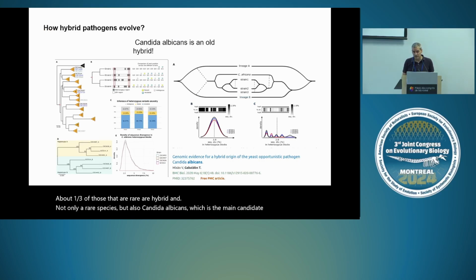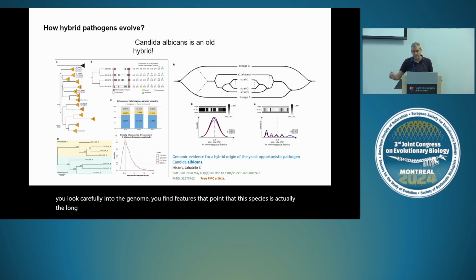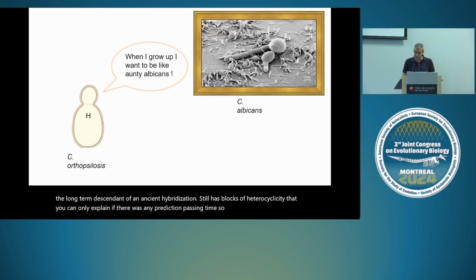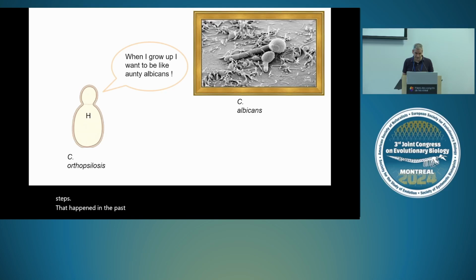If you look carefully into the genome, you find features that point to this species actually being the long-term descendant of an ancient hybridization. It still has blocks of heterozygosity that you can only explain if there was a hybridization in the past. So what we think is that maybe what we are seeing now in this Candida orthopsilosis species from the Gulf of Qatar is maybe the first steps that happened in the past with Candida albicans.